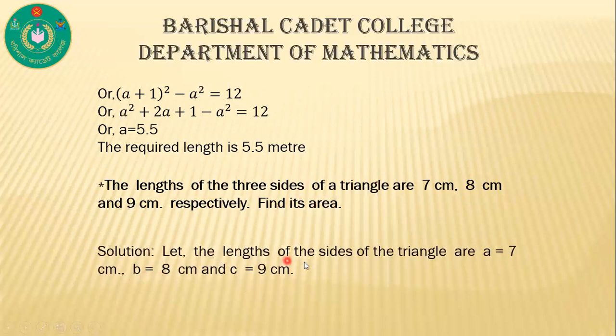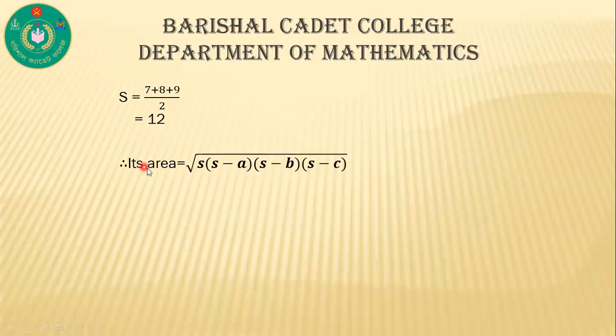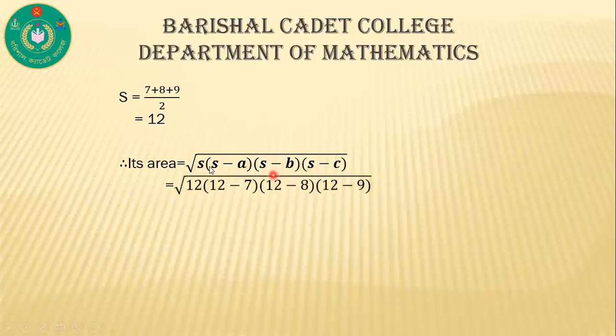Solution. Let the length of the sides of triangle are a is equal to 7 centimeter, b is equal to 8 centimeter, and c is equal to 9 centimeter. Now the semi-perimeter is equal to, you know, a plus b plus c by 2. That means 7 plus 8 plus 9 by 2 is equal to 12. And its area is equal to root s into s minus a into s minus b into s minus c. Now putting the value of s and a, b, c here, then we can write 12 into 12 minus 7 into 12 minus 8 into 12 minus 9.